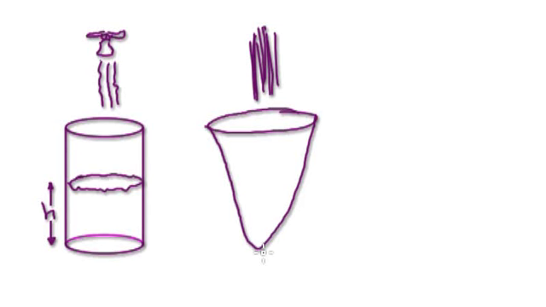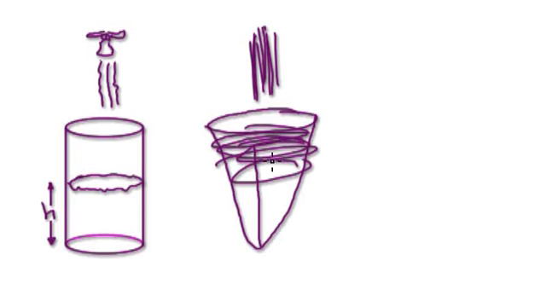So when you have a container like this, the height goes up really fast, and then it will slow down, because as you go up, the radius gets bigger and bigger.